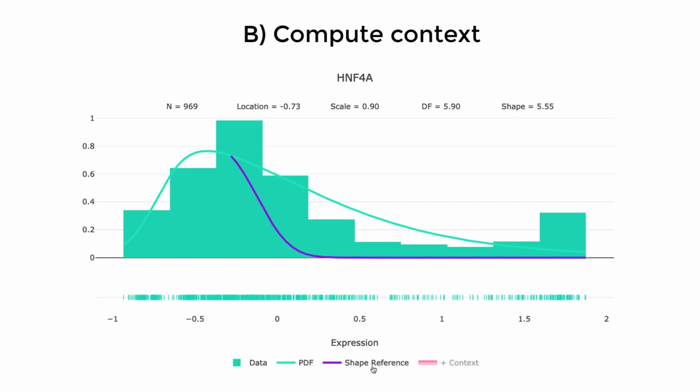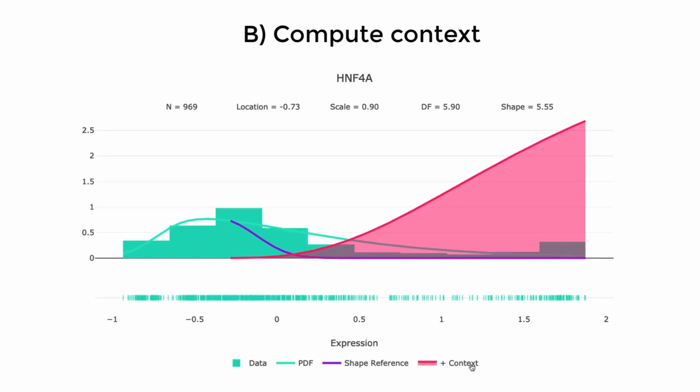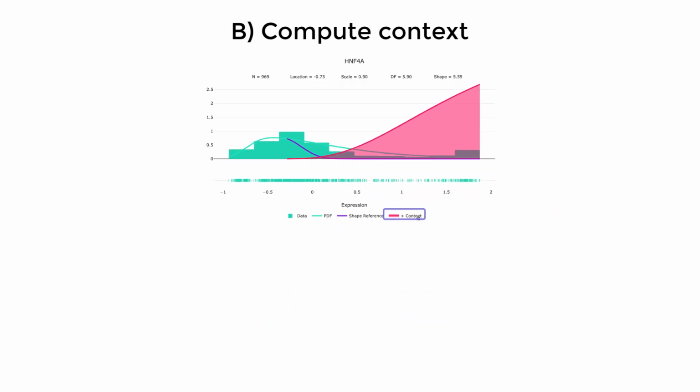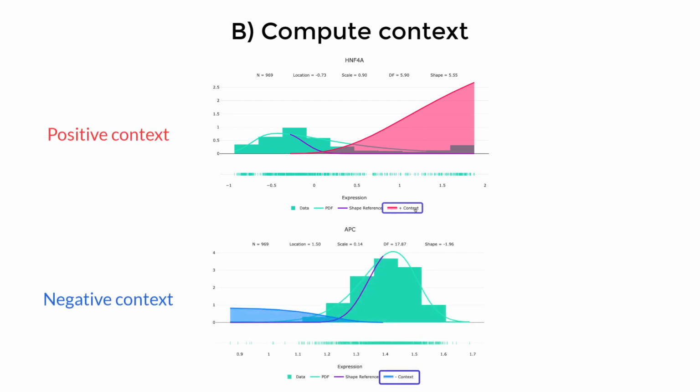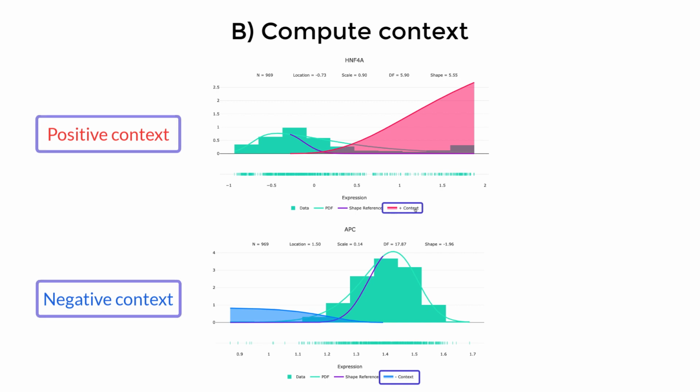Let's go back to HNF4A and plot its context distribution. You may notice that there is a plus sign next to the context distribution label, and that's because this red curve represents positive context. Because HNF4A is right skewed, it only has positive context. Genes that are left skewed have negative context, which is the blue curve in this plot. The only difference between them is that negative context is to the left of the center and positive context is to the right. It is possible for a single feature or sample to have both positive and negative context.